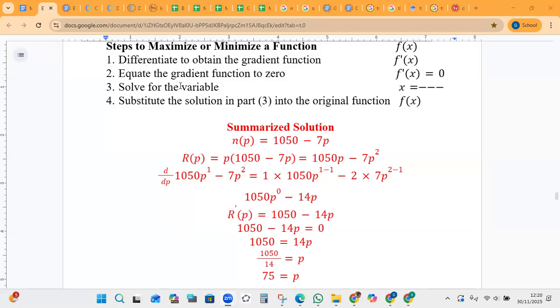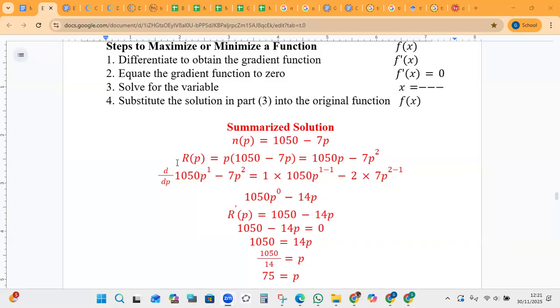variable, the optimal value. So then you substitute the solution in part 3 into the original function to obtain the specified value. But the main thing is that you've got to differentiate, equate to 0, and then solve for the variable. So here now our function is N of p equals 1050 minus 7p. That's the number of cars function.